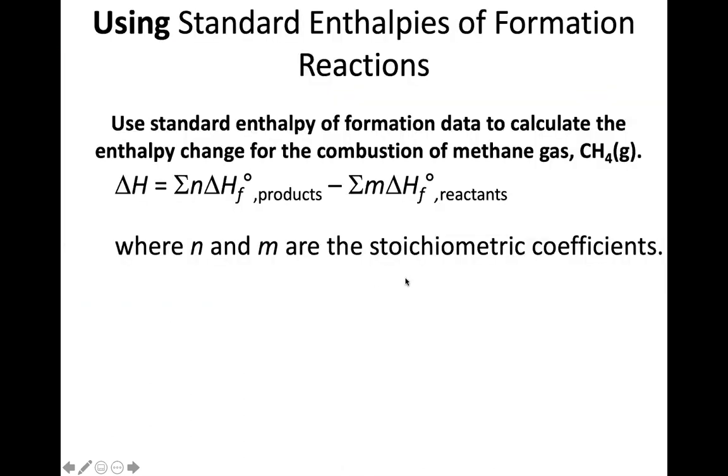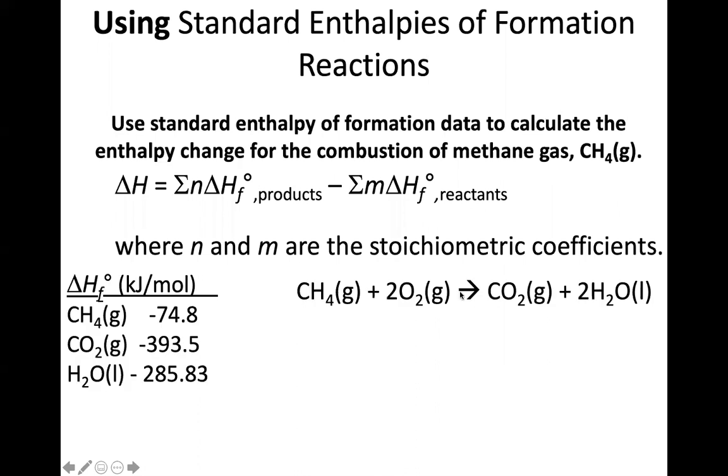So here was the example that I worked through. In the example, I said, if we use provided data, we could determine the enthalpy change for the combustion of methane. Here's a balanced equation for that. The provided information includes delta H values for the methane, which is a reactant, the CO2, which is a product, the H2O liquid, which is the product. There's no value listed for O2.